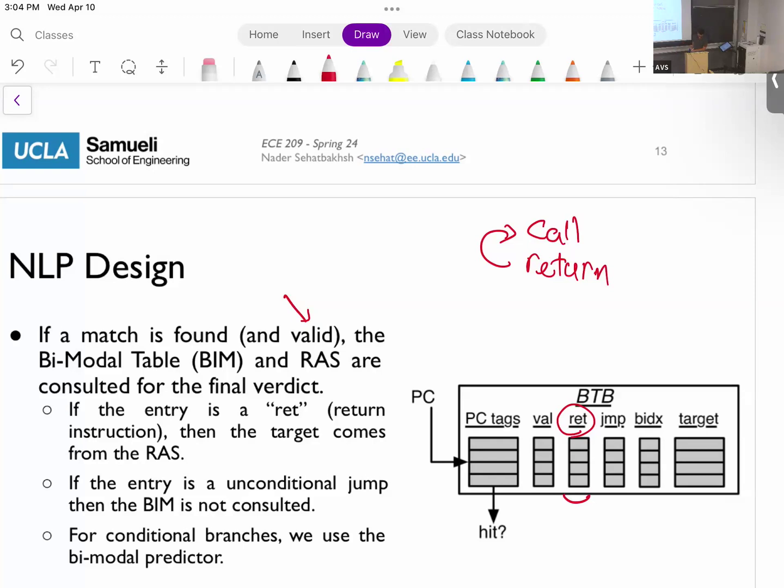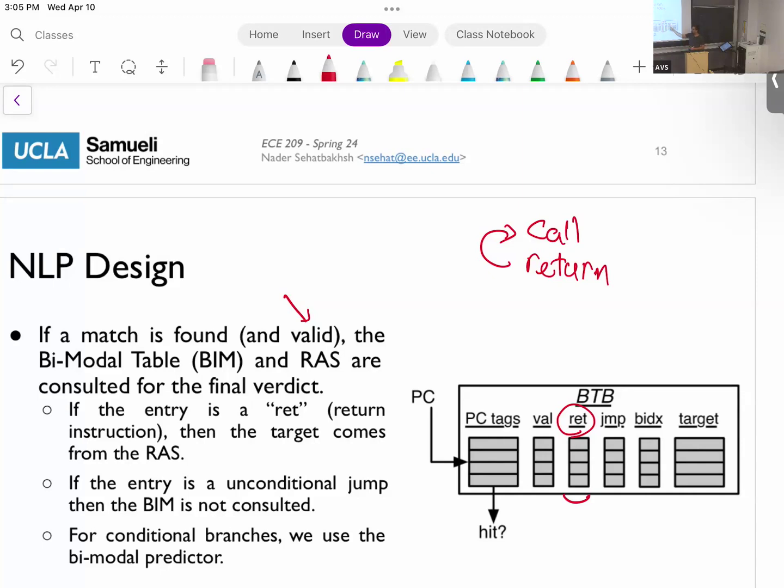If it's not a return instruction, then we're gonna see whether this is an unconditional jump instruction. If it's an unconditional jump instruction, again, we don't need to predict the direction. We always know that this is going to be taken. So we're going to skip this part, which is the direction part, and directly go and see the target. If it's not a return and it's not a jump, this is a conditional branch or an indirect branch.